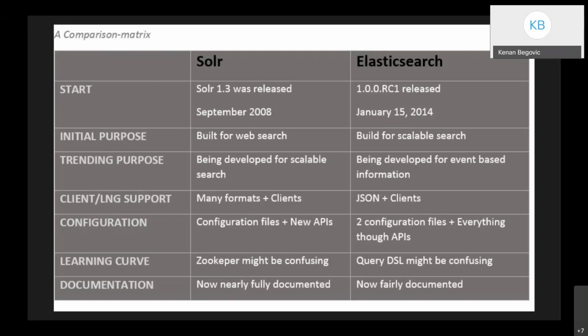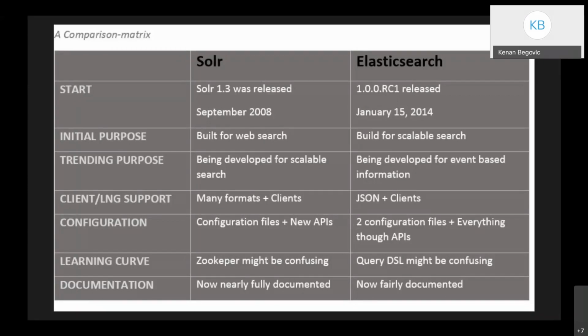Learning curve is an interesting thing because Solr by itself is very simple. As you have seen from this presentation, it's not nearly as complicated as some other frameworks presented today, which is understandable. This is a search framework. It's not meant for complex processing of data or streams. However, people found ZooKeeper to be confusing, and ZooKeeper is, as mentioned, the basic component for clustering of Solr. It's not necessarily complex, but once you understand how distributed computing works, ZooKeeper is easy. Query DSL on Elasticsearch is said by users to be confusing.